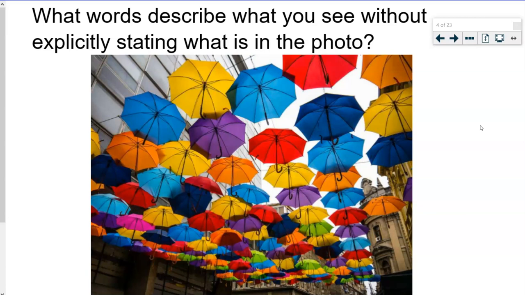Fear? Do you have a fear of umbrellas? I'm just wondering, where does fear come from? It's scary? Okay. So everyone understand the process today, that we're not going to be explicitly stating what's in it. We're talking more about what we're seeing, what we're feeling, but not naming the objects.